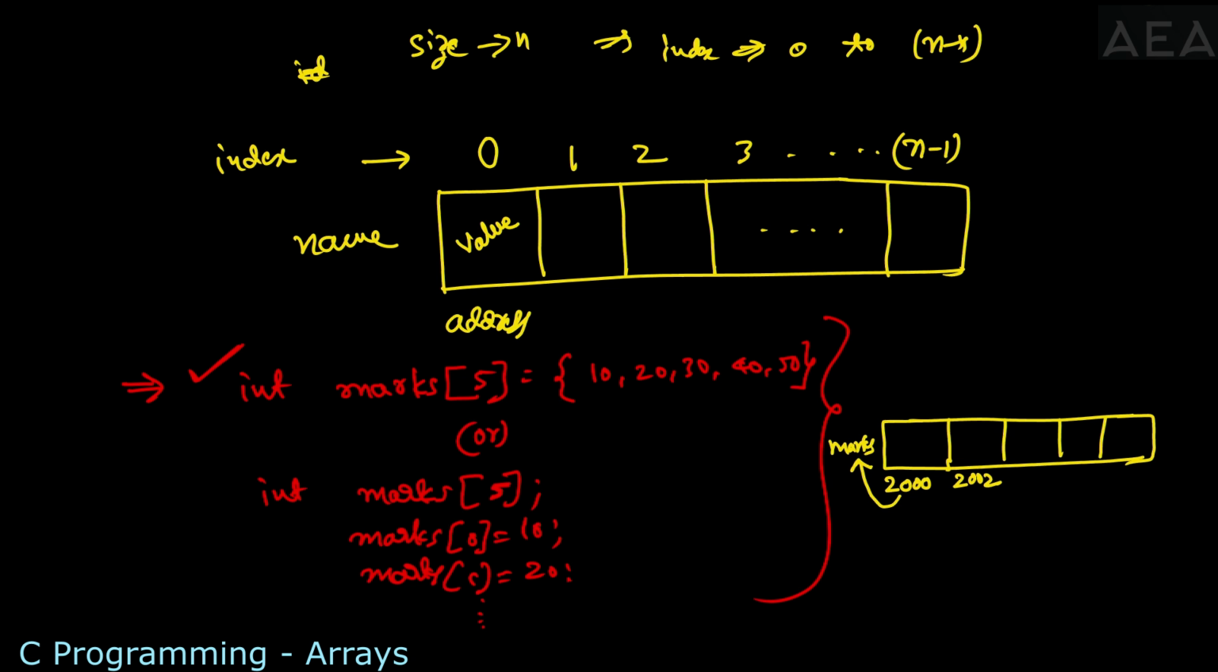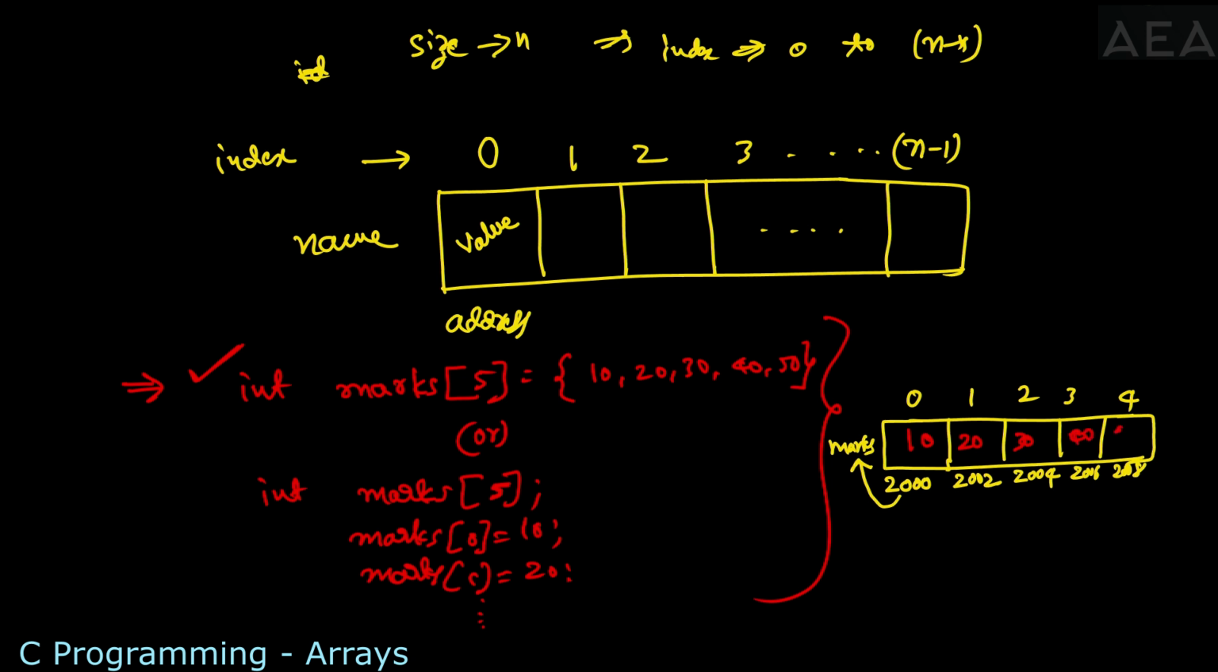Now I'm assuming this processor is a 32-bit processor. The 32-bit processor integer size is 2 bytes. So one integer occupies 2 bytes of memory. That's why the next integer is stored in location 2002, and the next integer in 2004, 2006 and 2008. These are the address locations. And the index positions I'm also writing here: 0, 1, 2, 3, 4. These are the indexes. Now whatever values I have assigned here, 10, 20, are stored in these locations.